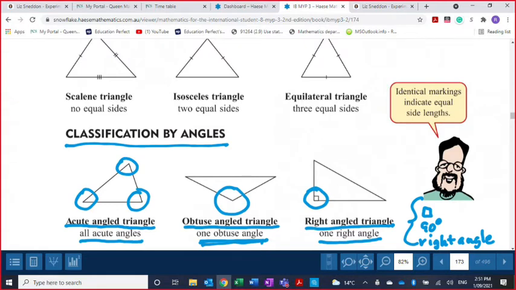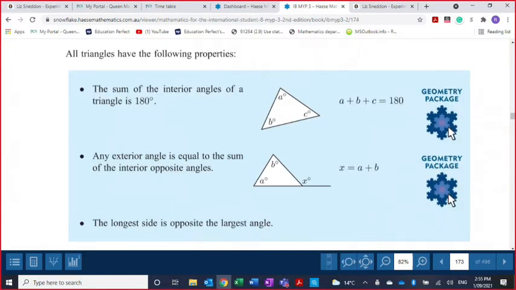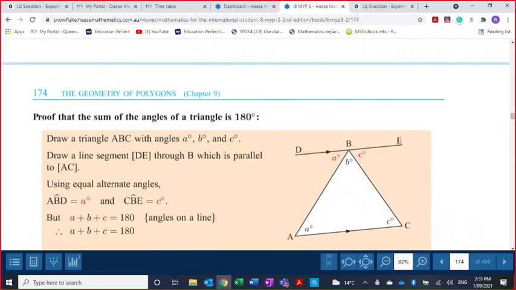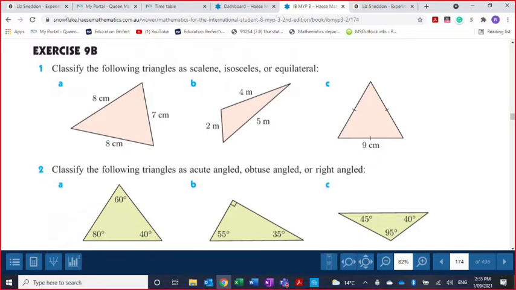So what we're going to do is just jump to the exercises and look at some of these classifications. There are more properties of triangles that we're going to talk about, but I just want to talk about these for just a second before we jump into those.